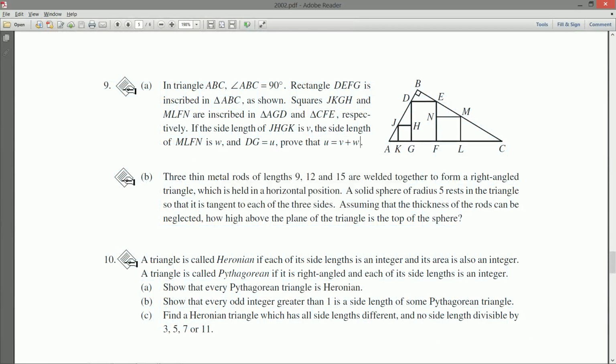All right, B part. 3 thin metal rods of length 9, 12, and 15. Already I'm thinking that's a Pythagorean triple. But let's finish the sentence off. Are welded together to form a right-angled triangle. Okay. Which is held in a horizontal position. A solid sphere of radius 5 rests in the triangle so that it is tangent to each of the 3 sides. Okay. So what have we got going on so far?